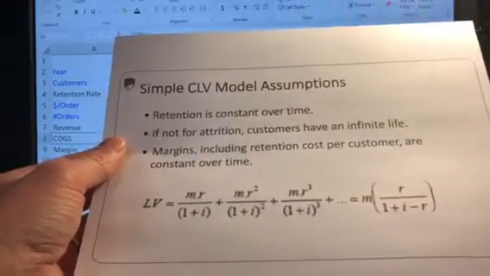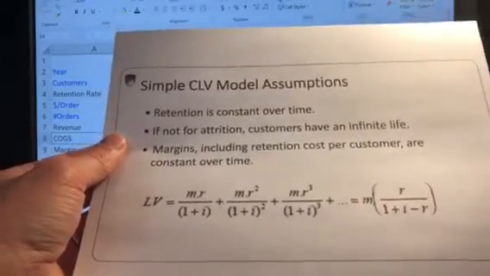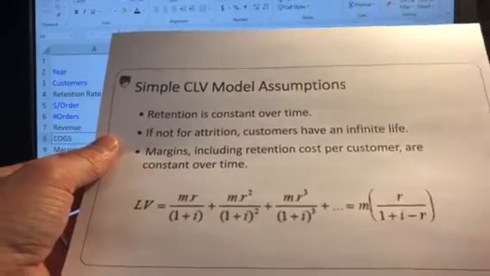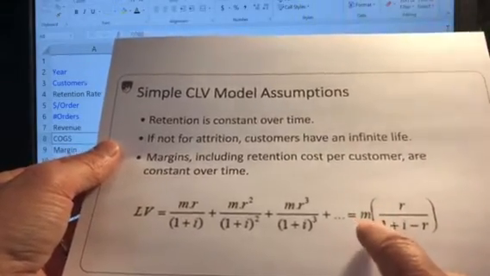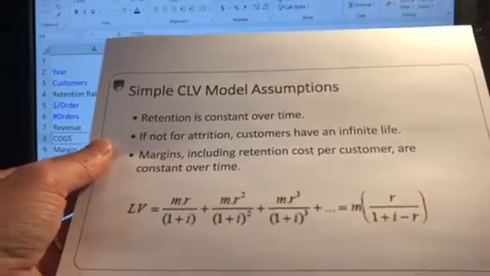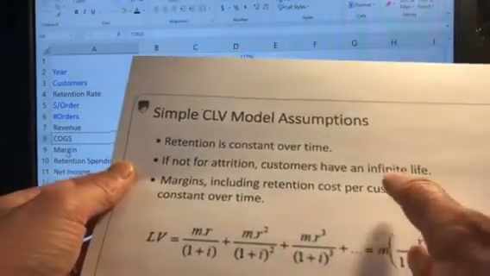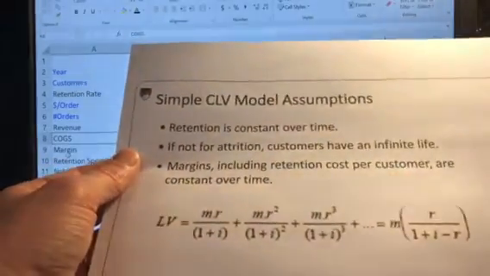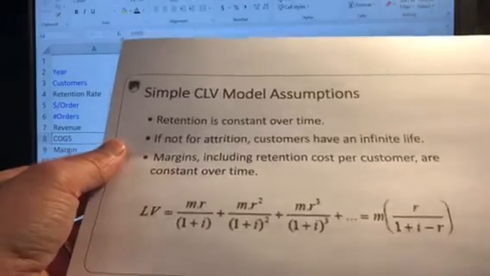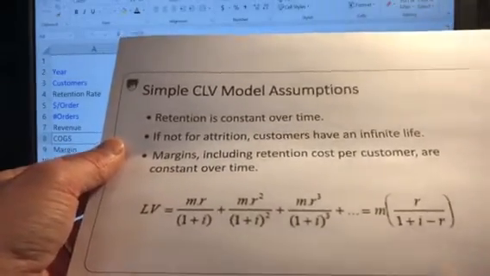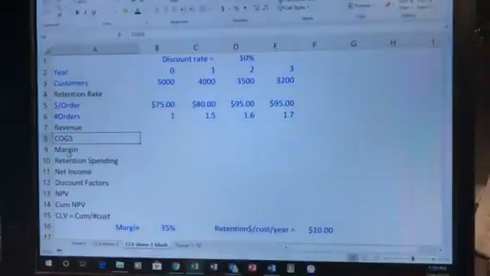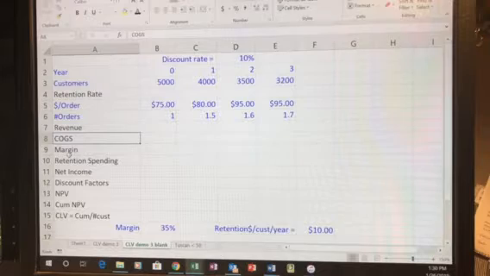But nice, simple formula. But the problem with a simple formula is it makes simple assumptions like the retention rate is constant for the entire time. The amount of money, the dollar margin per person, is constant for the entire time. Customers live forever except for attriting. And maybe your retention spending per customer is constant for the entire time. So if any of those are not true, then this model is going to give you estimates that are inaccurate. So instead, we're going to have to use a spreadsheet to figure out what those customers are worth.